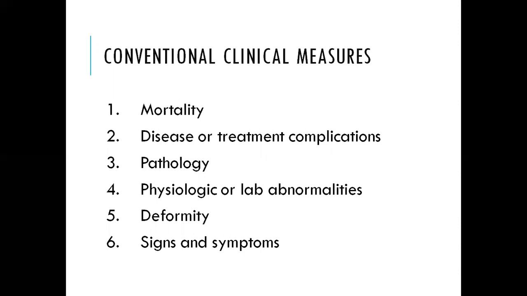Now, as per the conventional clinical measures that are used, we can use mortality, we can use the disease or treatment complications, whether the particular therapy prevented the complication or whether there was any complication associated with the therapy. How did it alter the pathology of the disease? Was there any physiological or lab abnormality associated with it? Any deformity associated with it? And what happened to the signs and symptoms? Were the signs and symptoms or the major concern or the major worry for the patient taken care of, or were they not taken care of? So all these things come under conventional clinical measures.